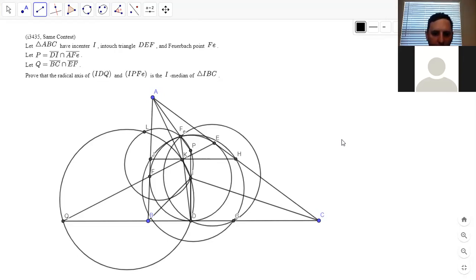Okay, so we want to show G has the same power with respect to those two circles. So we know that GD times GQ is GB squared, right? So we can calculate that. We just want to see what's the power of G with respect to IPFE.